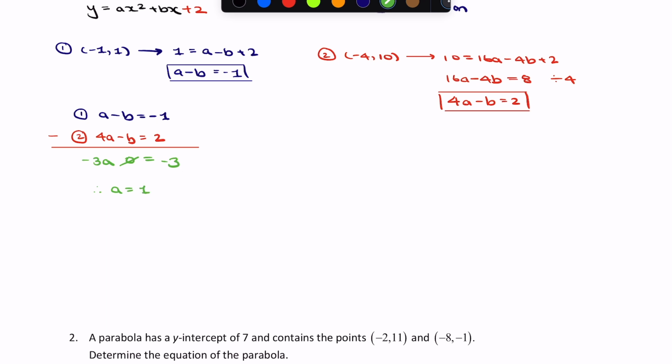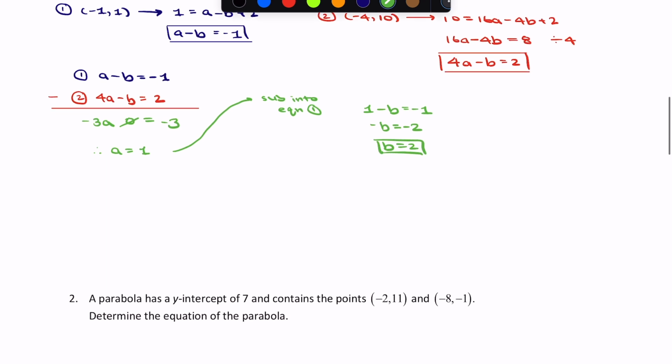Once we do that, we can sub it into any equation. So here we'll sub into equation 1. So here, 1 minus b is equal to -1, negative b is equal to -2, b is equal to 2. And so therefore, our equation will be y is equal to 1x squared, or just x squared, plus 2x plus 2.